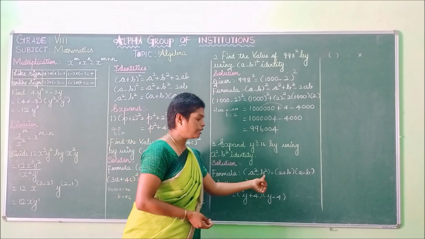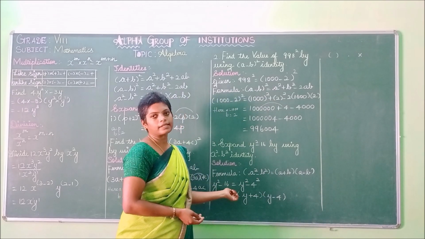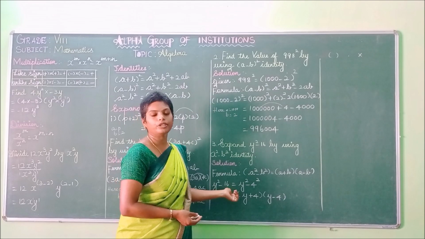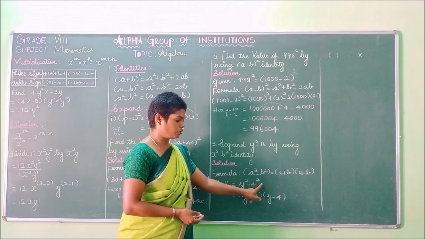So what is the formula here also? Square. So you have to split these values. How can you split this 16? 16 can be written as 4 into 4, that is nothing but 4 square. So y square minus 4 square.